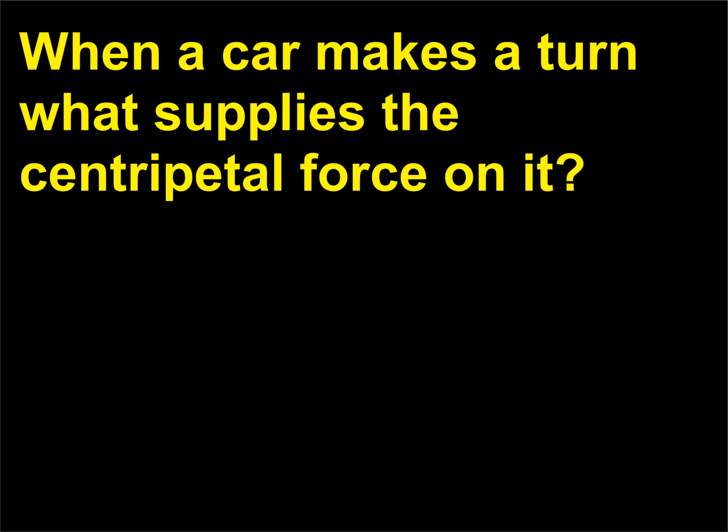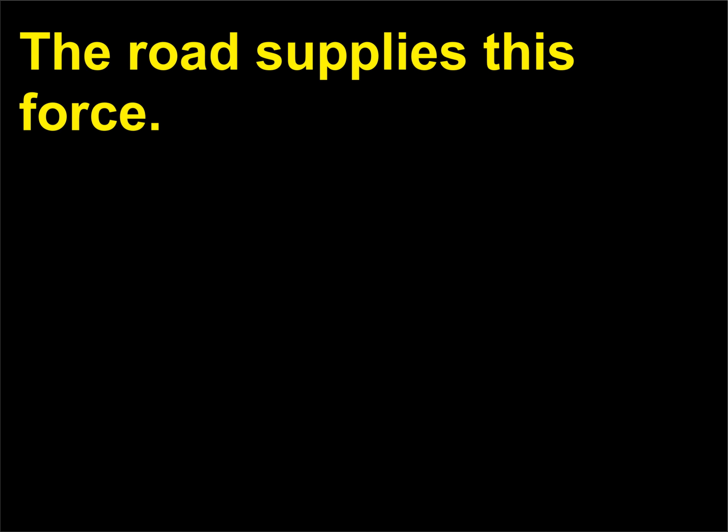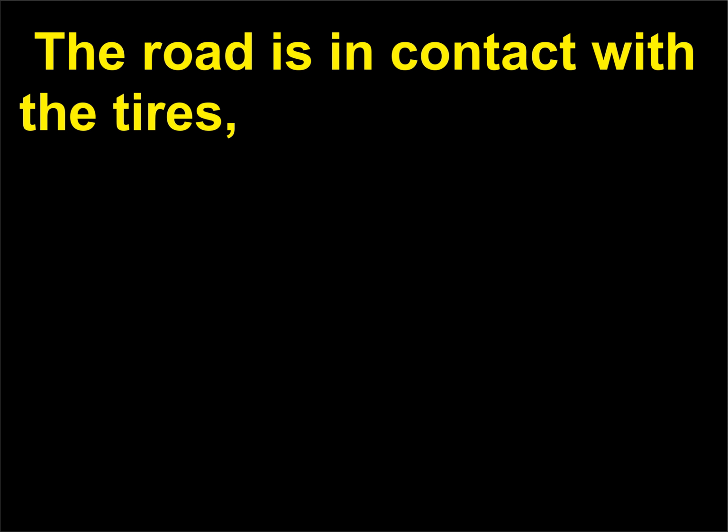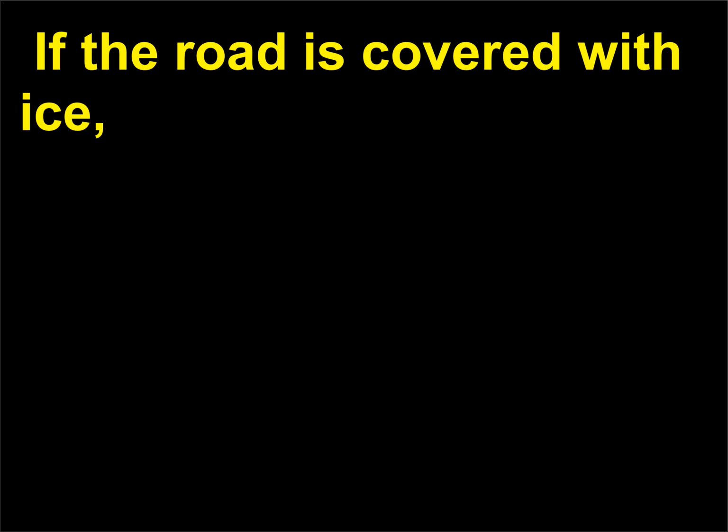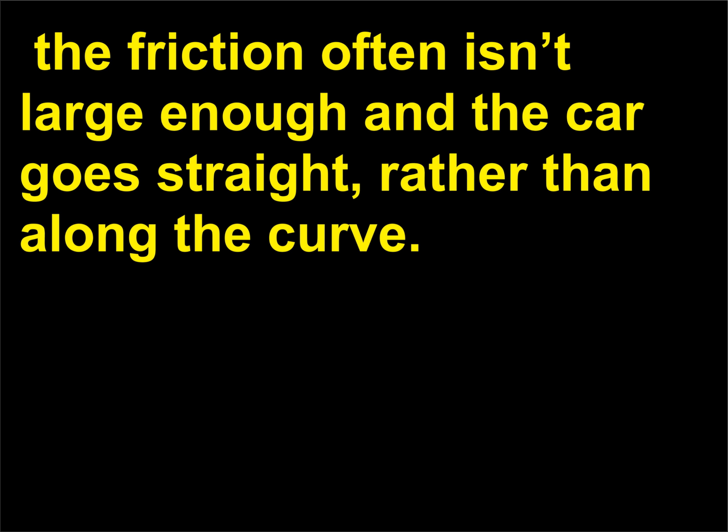When a car makes a turn, what applies the centripetal force on it? The road supplies this force. The road is in contact with the tires, and friction between the tire and road is necessary for the force of the road to be exerted on the car. If the road is covered with ice, the friction often isn't large enough and the car goes straight, rather than along the curve.